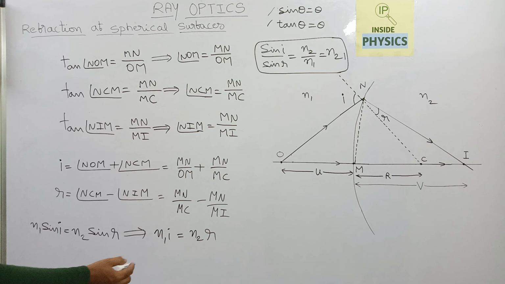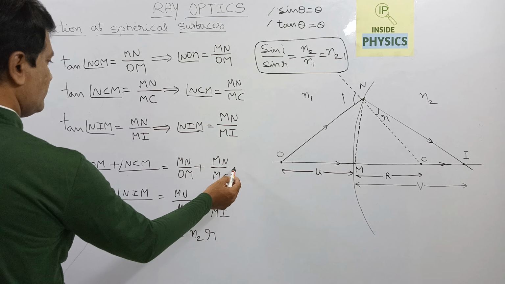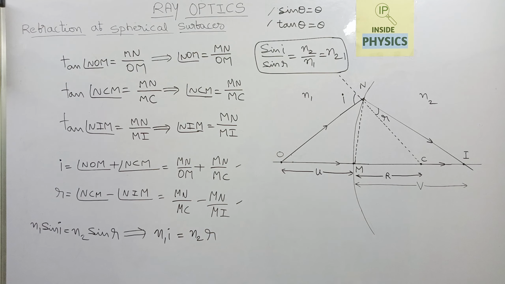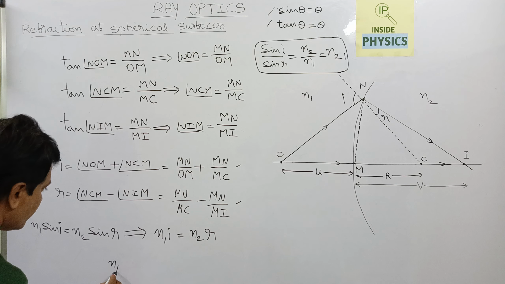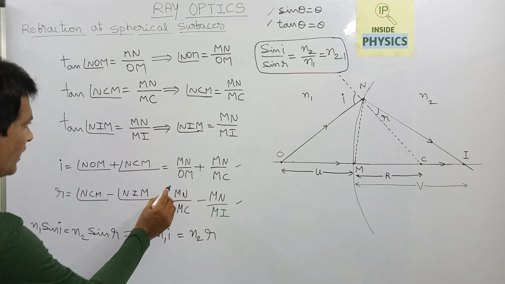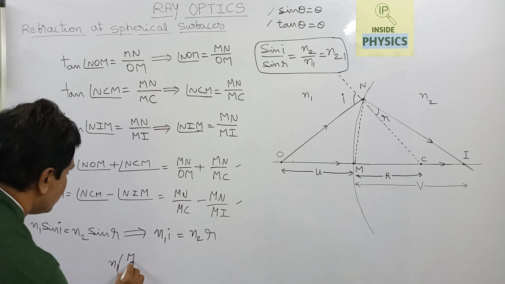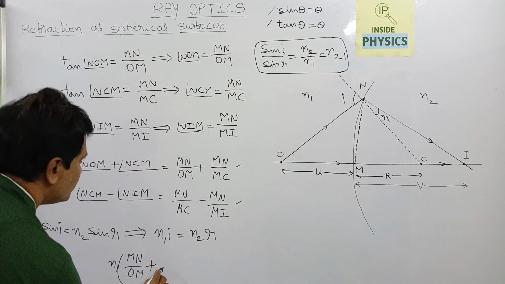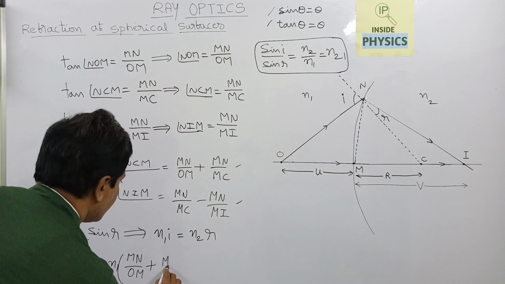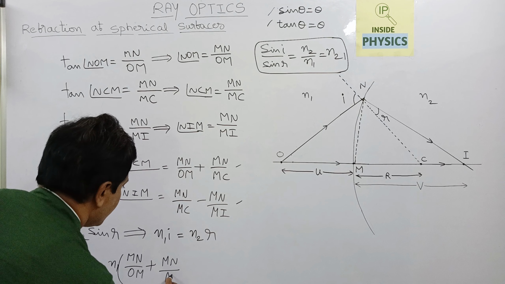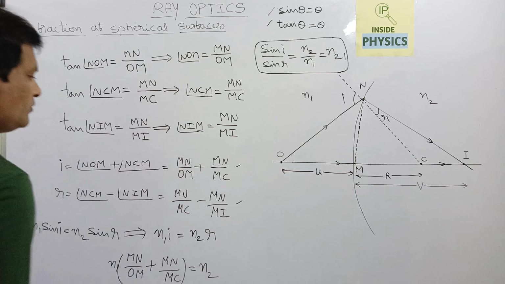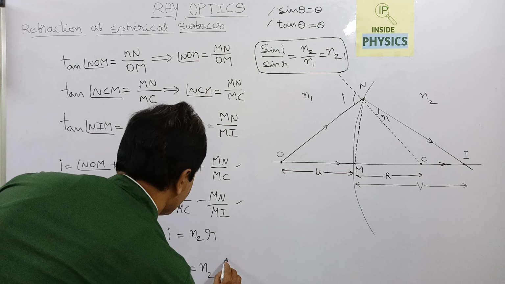Now if you substitute the I and R values, we can write N1 into I, that is MN by OM plus MN by MC, is equal to N2 into R. What is R here?